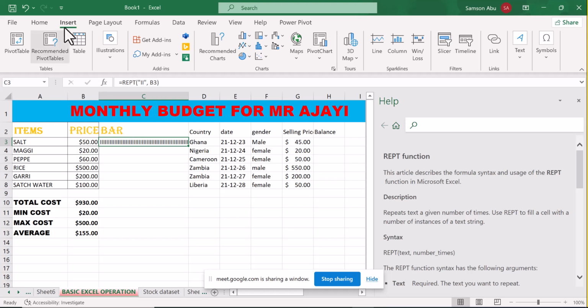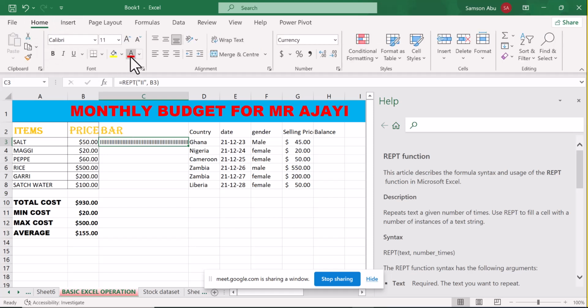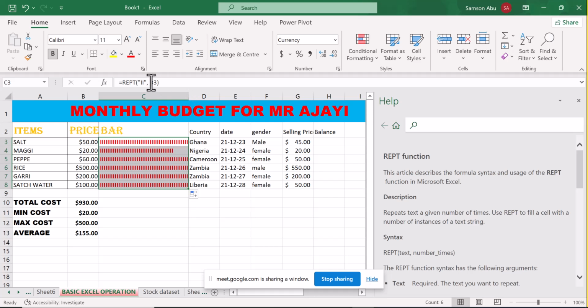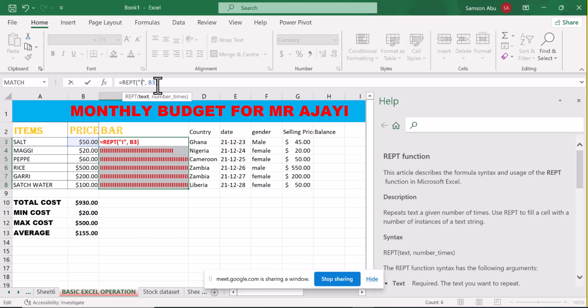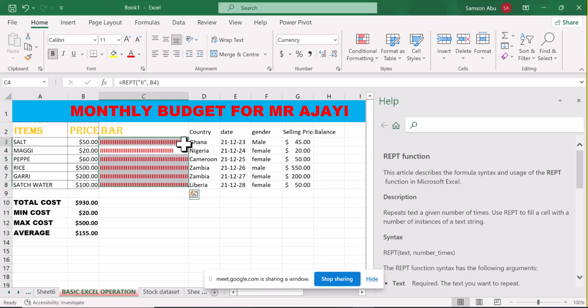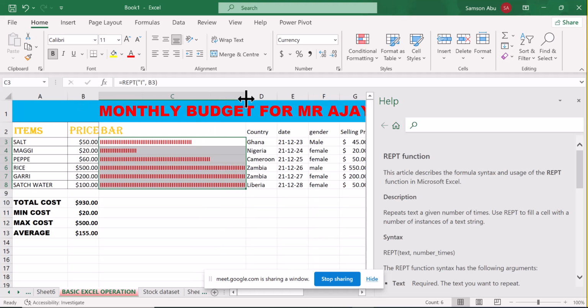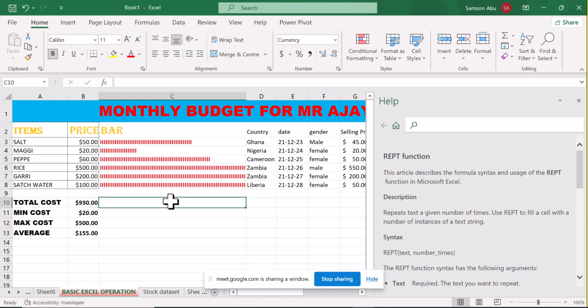Now I want to change the color. That is how to put a bar. Let me put this color. Now you can drag down. So let's assume I put one I, I can change it to one. If you expand this, now this is also a bar. I'm using this to represent my car. Are you having the same result as myself?